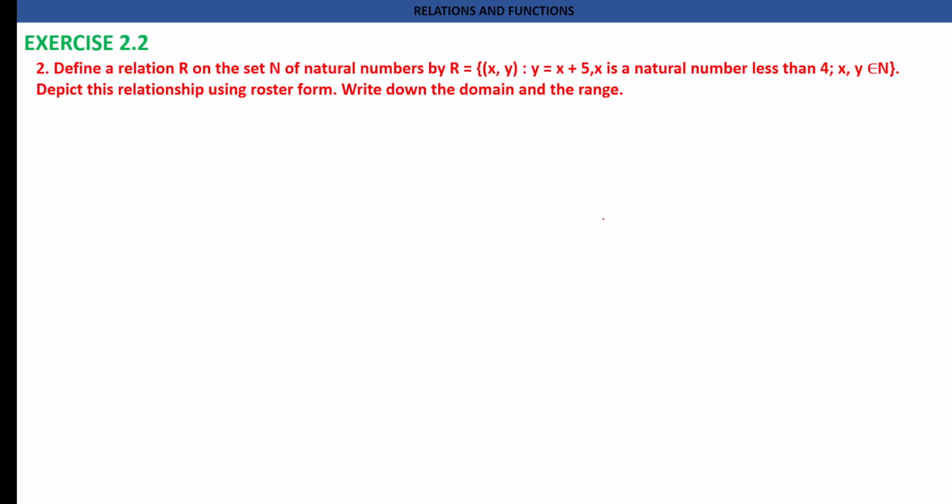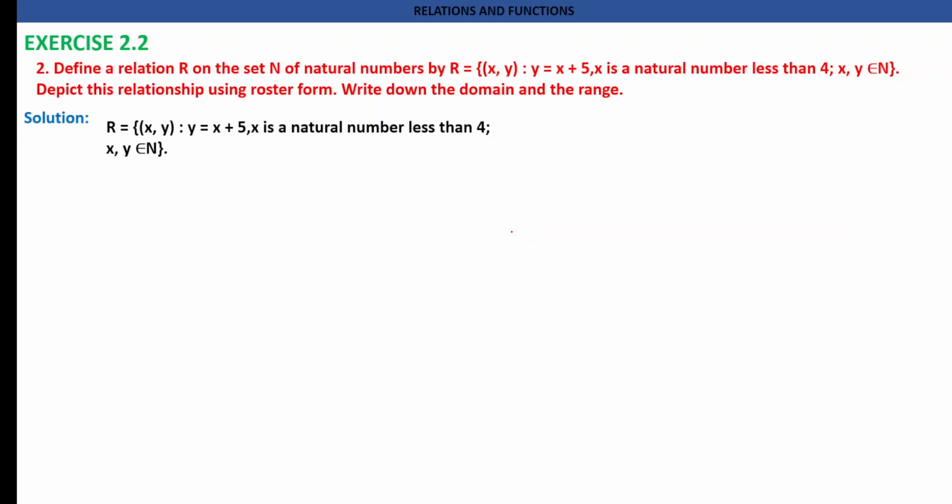Let us see question number 2. Define a relation R on the set N of natural numbers by R = {(x, y) : y = x + 5, x is a natural number less than 4, (x, y) belongs to natural numbers}. Depict this relationship using roster form. Write down the domain and the range.